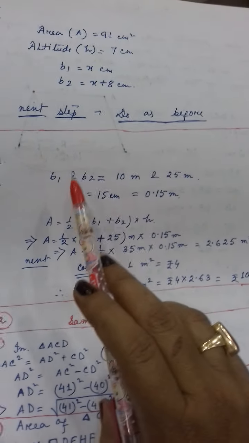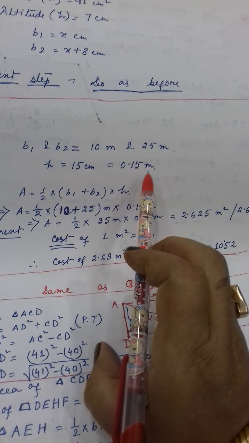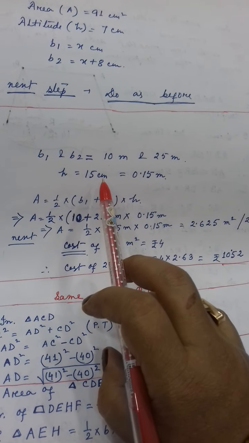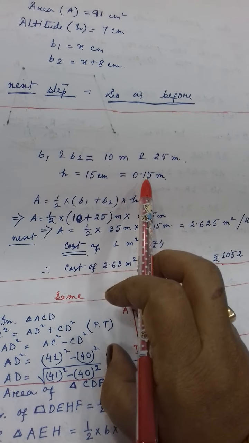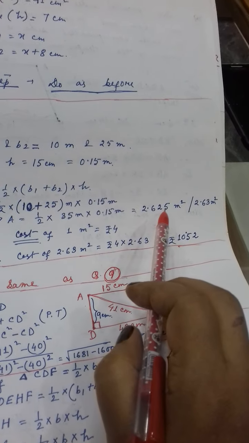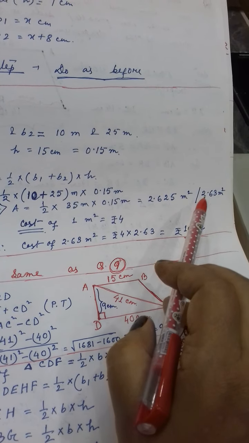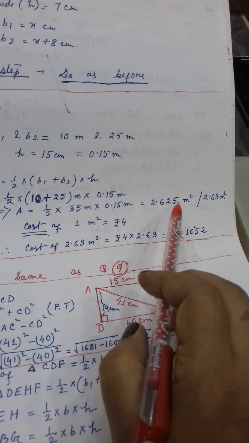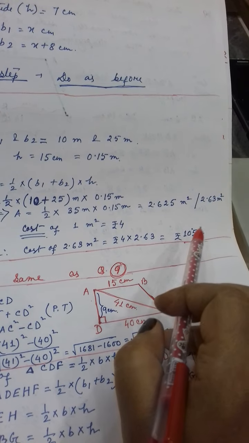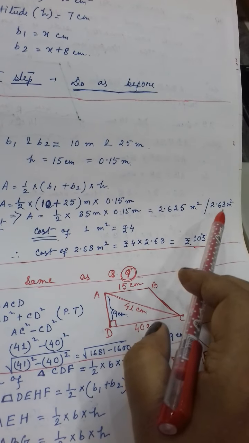So here you see B1 and B2 are given to you, height 15 centimeter. So this one I have converted into meter because unit you have to make same. So 1 centimeter is equal to 1 by 100 meter. Clear or not? So divide by 100, it will be 0.15 meter. Next you place the value, find out the area. Its area has come 2.625 meter square, or you can write it as 2.63 also. Clear? For this decimal, at last in the final answer, the number of decimal places may change, but it doesn't matter. You can write 2.625 also, you can write 2.63 also.